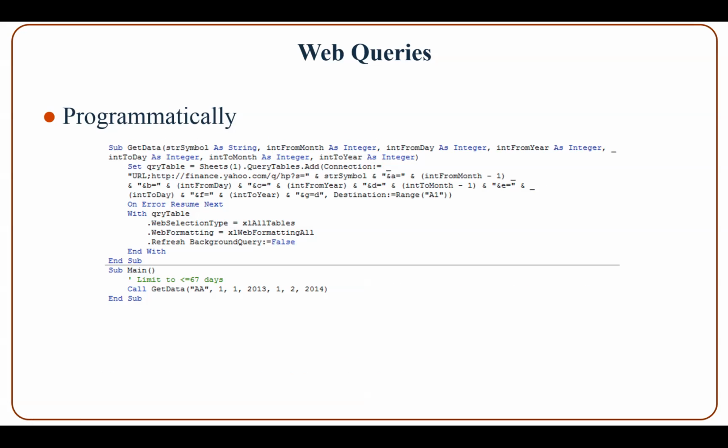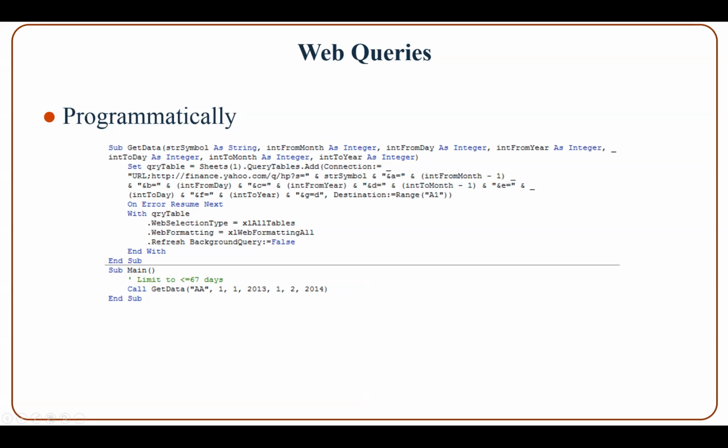This slide shows how to program web queries. In the sub-procedure GetData, create a web query by calling the Add method of the QueryTables property. This QueryTables property is actually a collection, and give it the arguments. The first argument is the connection. In this argument, you specify the URL.